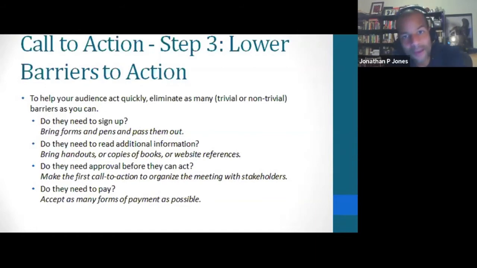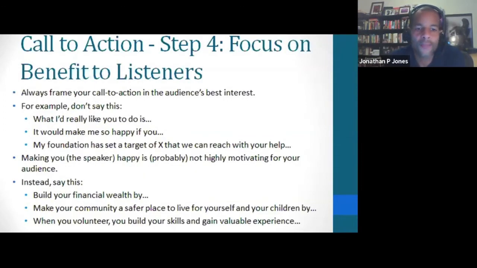If people need to pay for something, then you want to have many different ways that they can pay. Pay by credit card, pay by check, pay by cash, whatever it's going to be. Okay. Step 4, focus on the benefit to listeners. So always frame your call to action in the audience's best interest. What I'd really like you to do, it would make me so happy if you could. My foundation has set a target and we need your help to reach it.